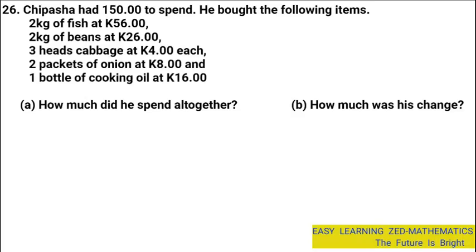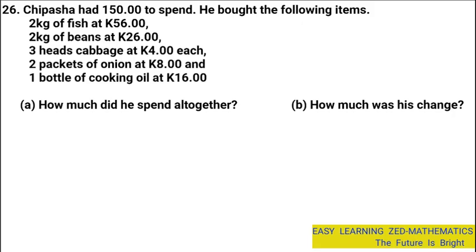Okay, so question 26 was as follows. Chipasha had 150 kwacha to spend. He bought the following items: 2 kg of fish at 56 kwacha, 2 kg of beans at 26 kwacha, 3 heads of cabbage at 4 kwacha each, 2 packets of onion at 8 kwacha, and 1 bottle of cooking oil at 16 kwacha. Question 26a. How much did he spend altogether? Question 26b is how much was his change?